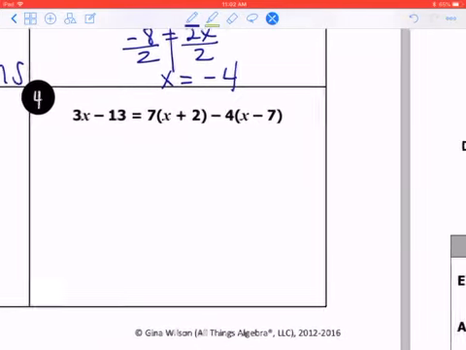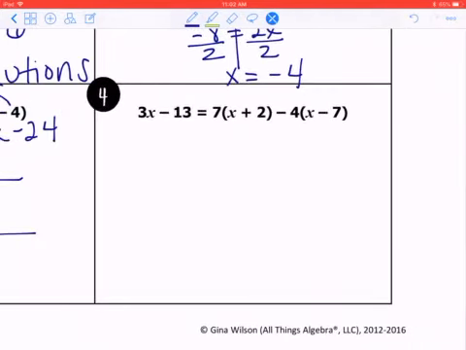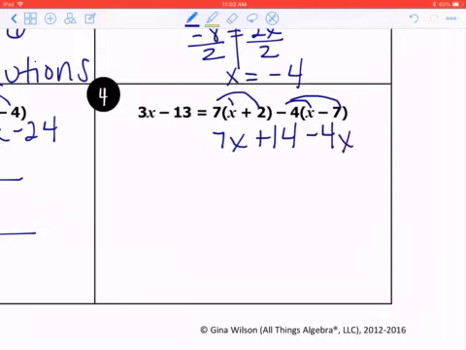Okay. Number 4 is a big one, so let's go ahead and do this. Distribute both, so you're going to distribute the 7, so 7 to the x and the 2, and distribute a negative 4 to both. By doing so, we would get negative 7x plus 14. Distribute a negative 4 to the x, which gives you negative 4x, and the two negatives turn into a positive 28.